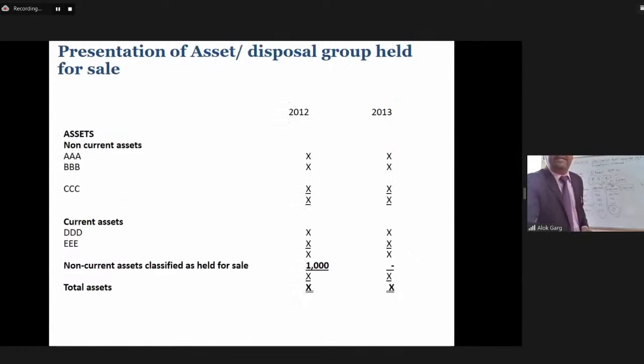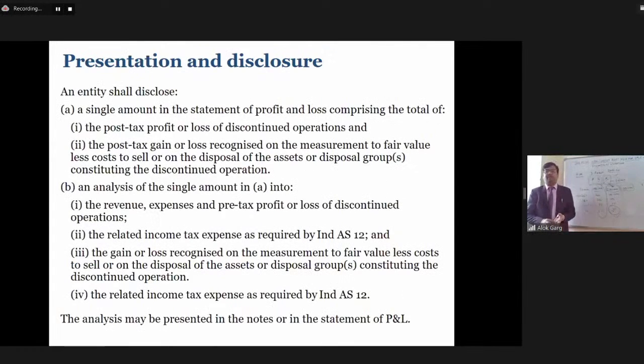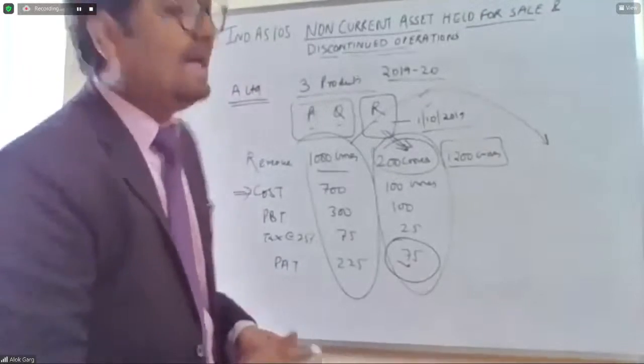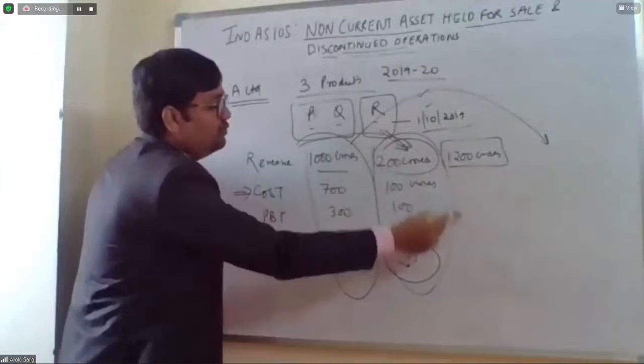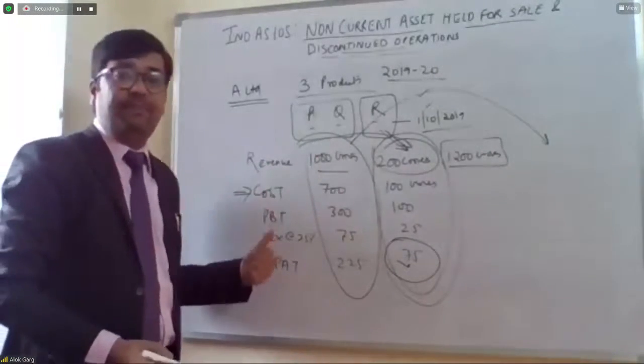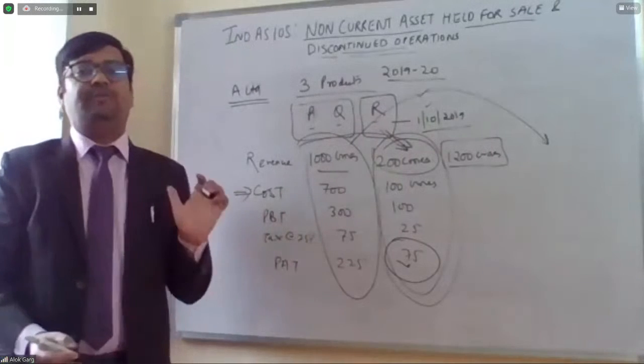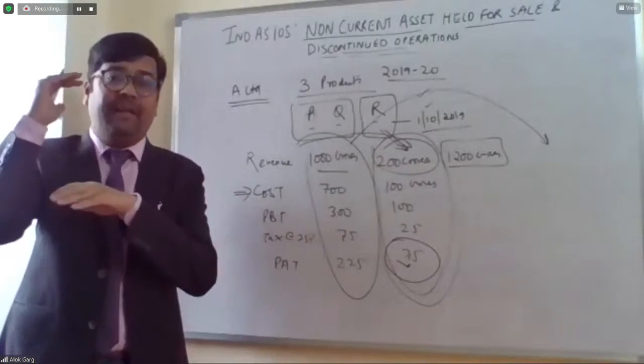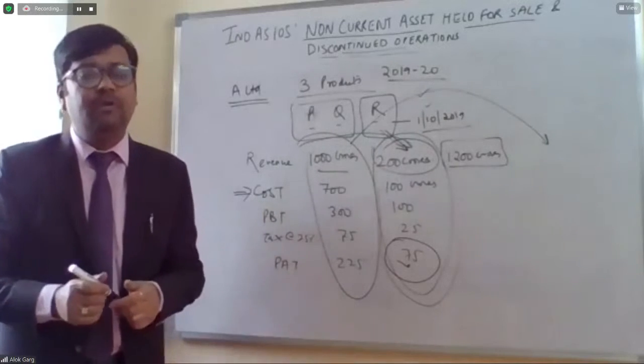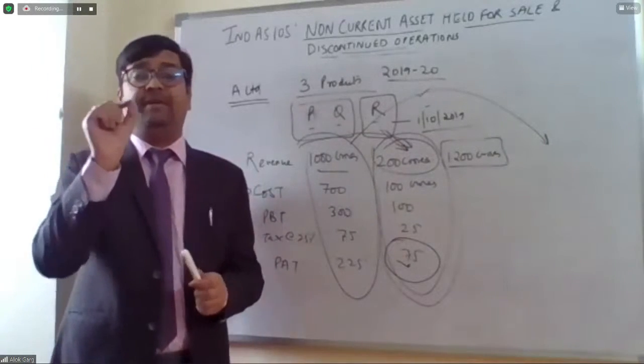Now the single line item analysis is required to be done in the notes to accounts: into the revenue, expense, PBT, tax, PAT. Then your gain or loss on disposal, gain or loss on reclassification, its tax impact, then post-tax gain or loss. So the analysis may be shown in the P&L or in the notes to accounts. If the company does not want to make the P&L very heavy or bulky, then the company can just put two separate line items under discontinued operation.